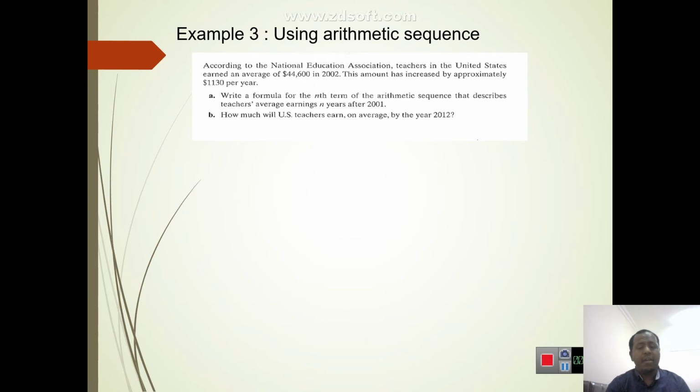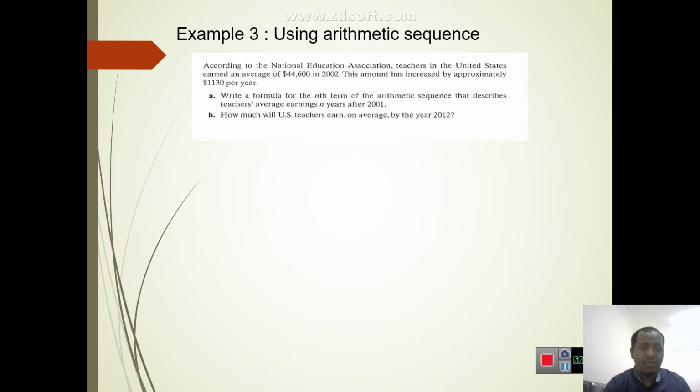Look, in 2002, on average, a teacher can earn about $44,600. So from this, what do you understand? Yes, you can understand that 44,600 is our first term for the sequence. And in each subsequent year, the amount is increased by 1,130, which means that this is a common difference. So here you have the first term and the common difference, so you can solve any problem regarding the sequence.